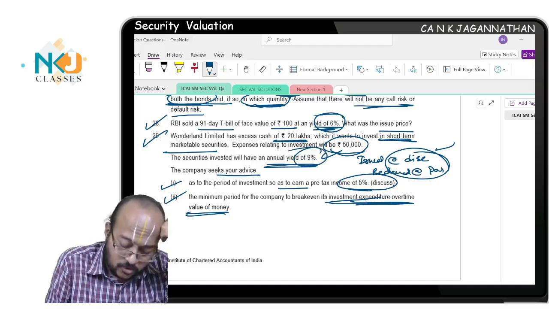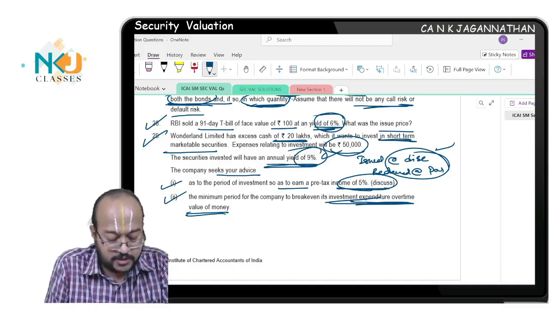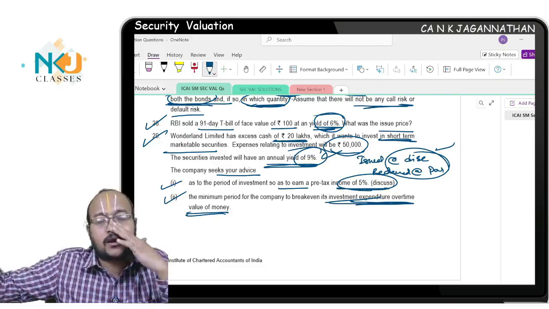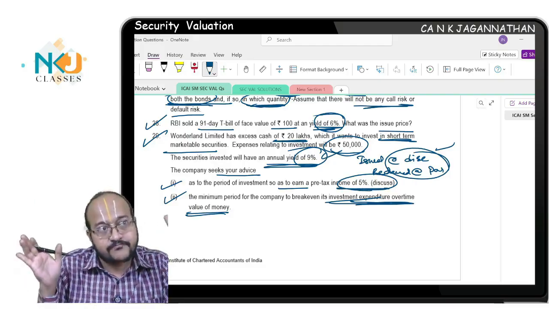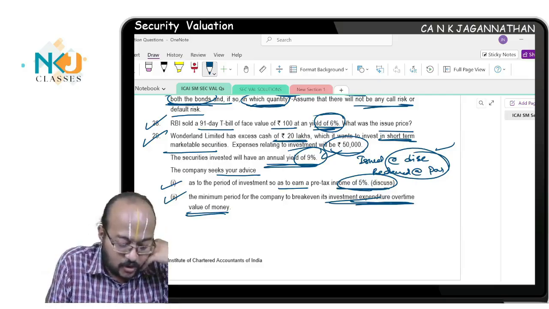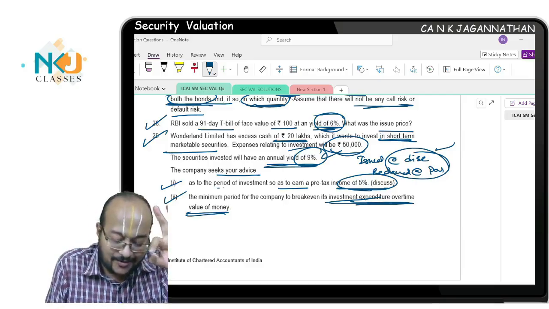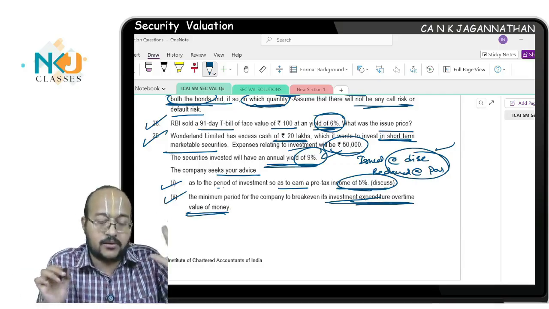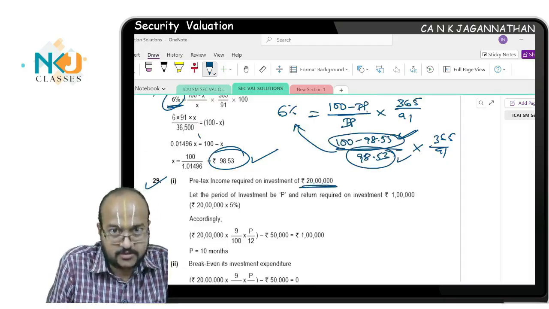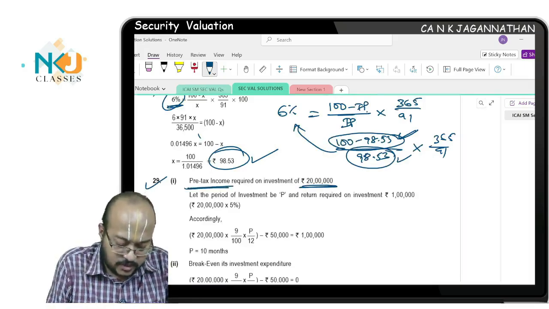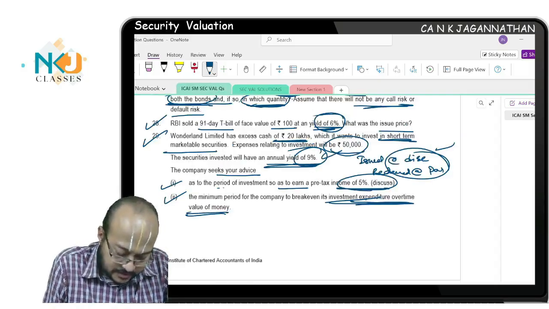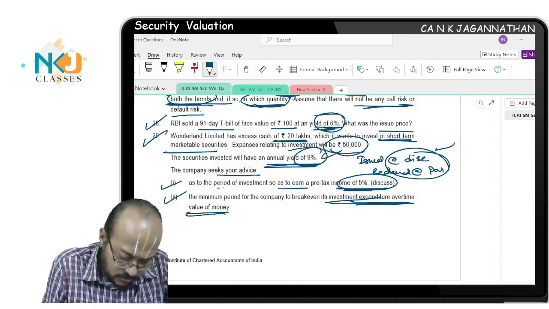So as to the period of investment, for how many months? For a short-term security, 1 year will be the maximum; over and above 1 year it is generally called a long-term security. So the maturity period will be less than 1 year. I need to invest for how many months or days so that I can earn a pre-tax income of 5% using this instrument, which is yielding 9%. See how they have done it now, very simple. The requirement is on 20 lakhs, a pre-tax income of 5% which you need to earn, correct?